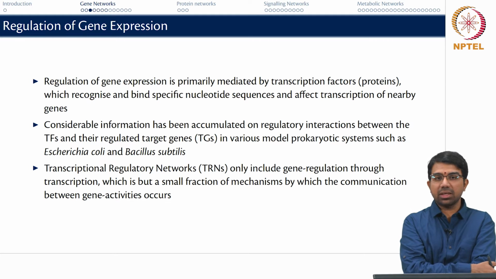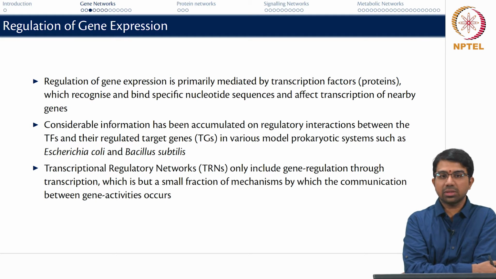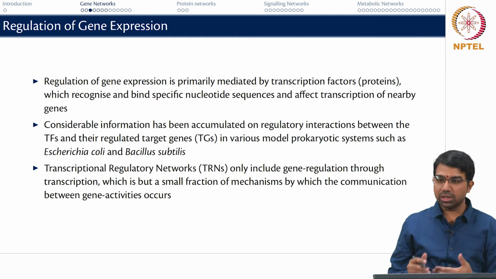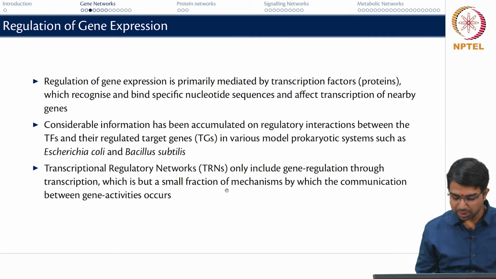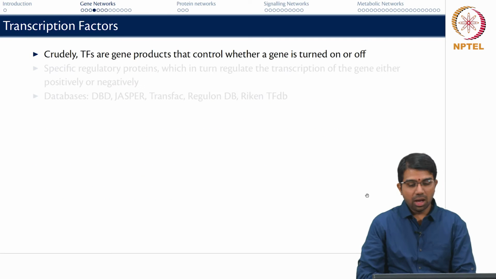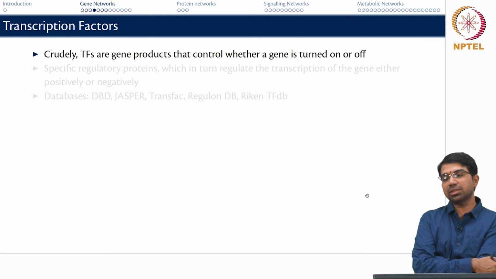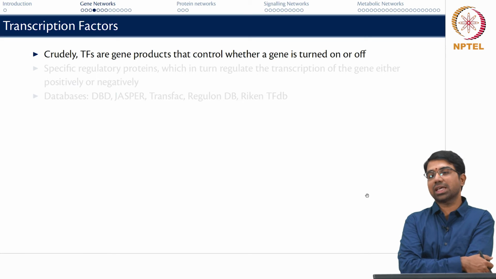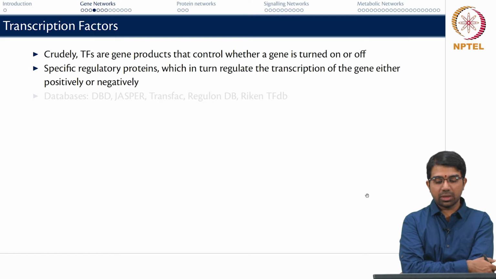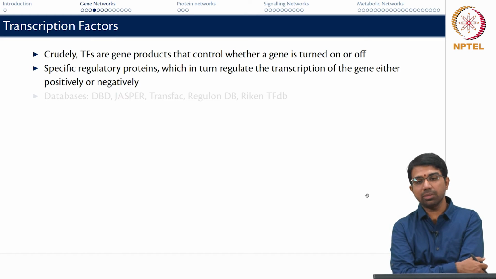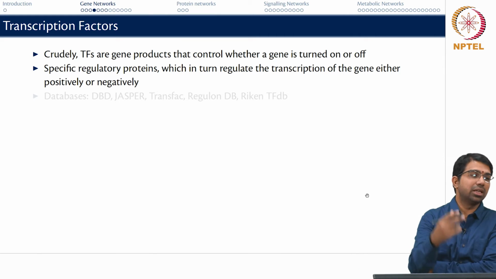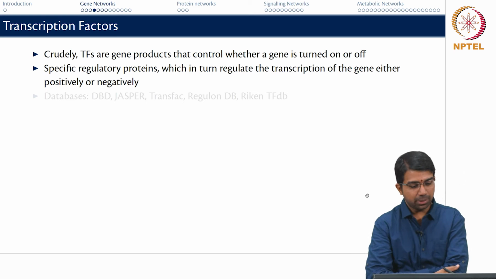Regulation of gene expression is basically mediated by these transcription factors, and we mostly look at transcriptional regulatory networks which include only regulation through transcription, but remember that this is but a small fraction of mechanisms by which variations in gene expression can occur. What are transcription factors? Crudely, they are genes or proteins. They are actually proteins, but you can generalize them to genes, as we will see in a moment, that control which gene is turned on and off, right. They can either influence a particular gene positively or negatively. It can activate the transcription of another gene or inhibit, repress the transcription of another gene.